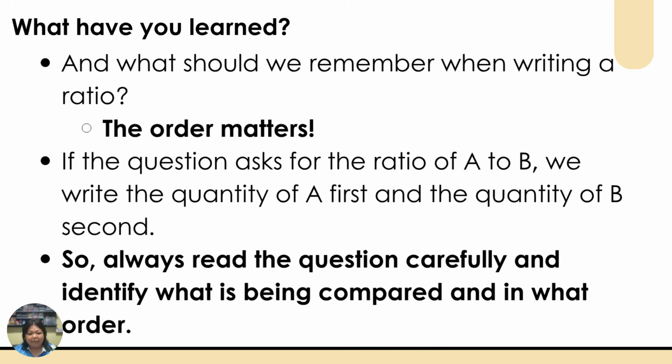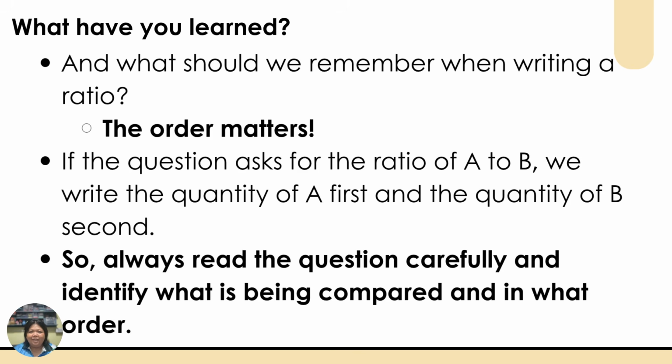And what should we remember when writing a ratio? The order matters. Okay, remember that. If the question asks for the ratio of A to B, we write the quantity of A first and the quantity of B second. So always read the question carefully and identify what is being compared.